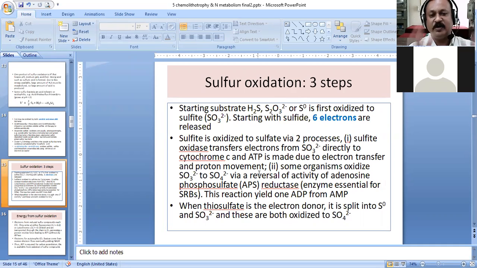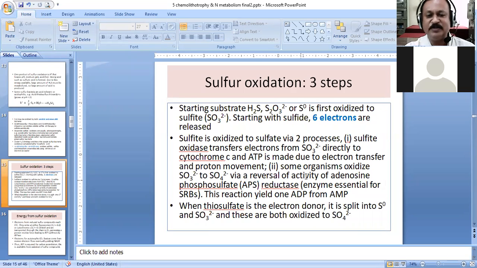So H2S to sulfite, and then sulfite to sulfate. So these are the steps. In the second step, that is for the oxidation of sulfite to sulfate, there are actually 2 processes involved. Some organisms can transfer the electrons from sulfite directly to cytochrome C, and in the process ATP is made.